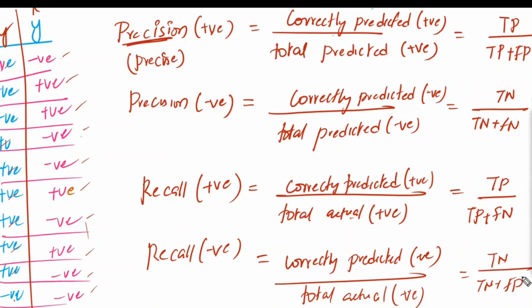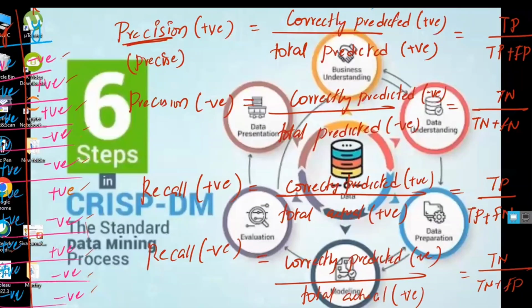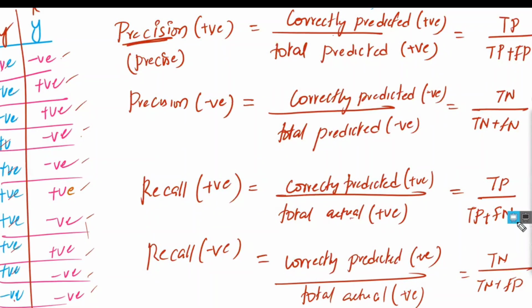Is that clear, guys? Precision and recall. Precision means comparing with the predicted values. Recall means comparing with the actual values. That is the only difference between both of them. You already know the TP and FP values, everything you know, right? Already the values you have taken separately. Just fill those values here.